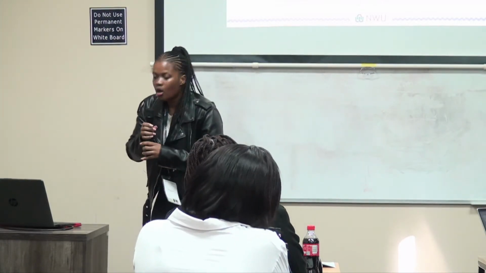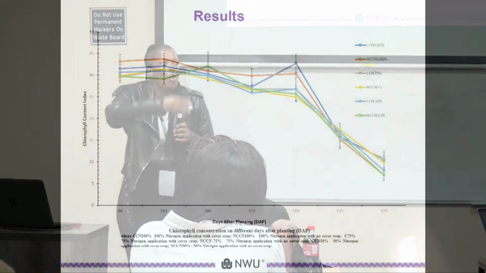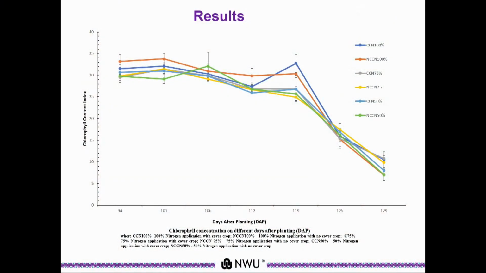When we incorporated cowpea, the cowpea might have improved the fertilizer or nutrients in the soil, which then made the other fertilizer rates, like 75 and 50%, also improve.